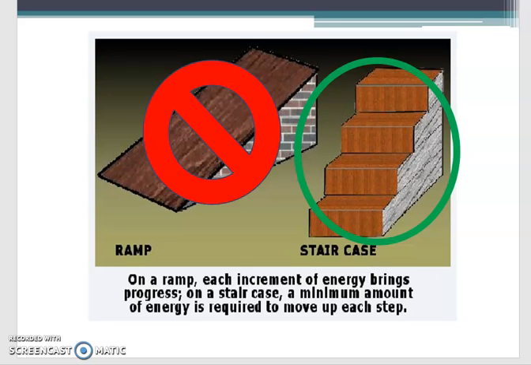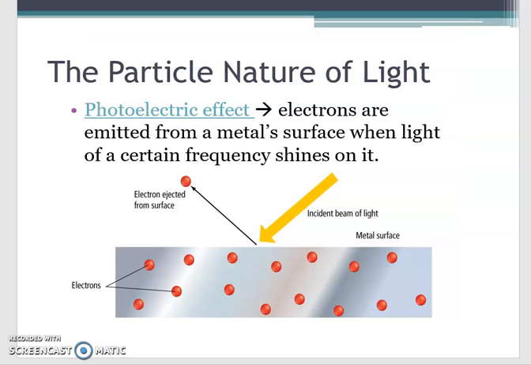The other experiment that showed the particle nature of light was something called the photoelectric effect. I also have this video linked on Blackboard for you, but this is where electrons are emitted from a metal surface when light of a certain frequency shines on it. So what does that mean? Certain wavelengths of light are going to be able to cause an electron to be emitted, but lower or different wavelengths of light are not going to allow that to happen. Larger wavelengths of light might not allow that to happen.